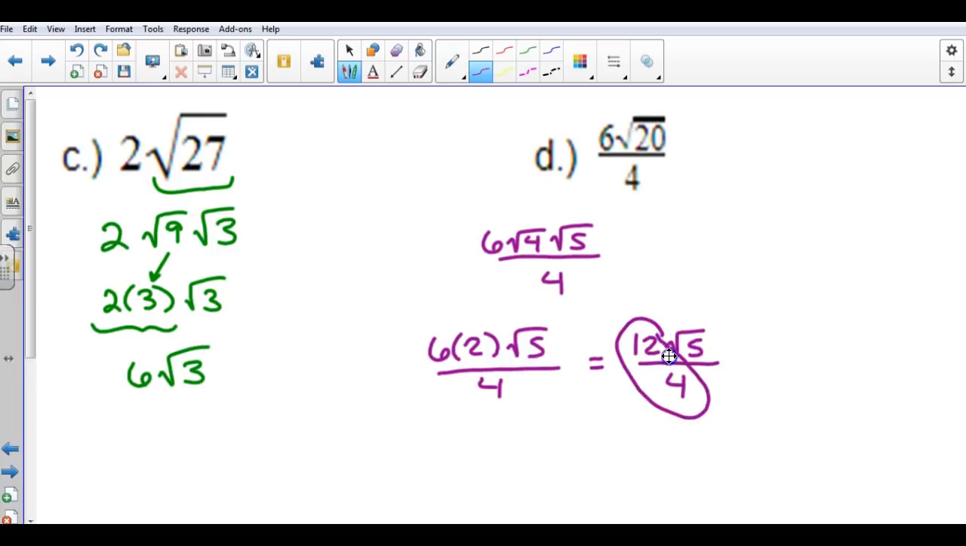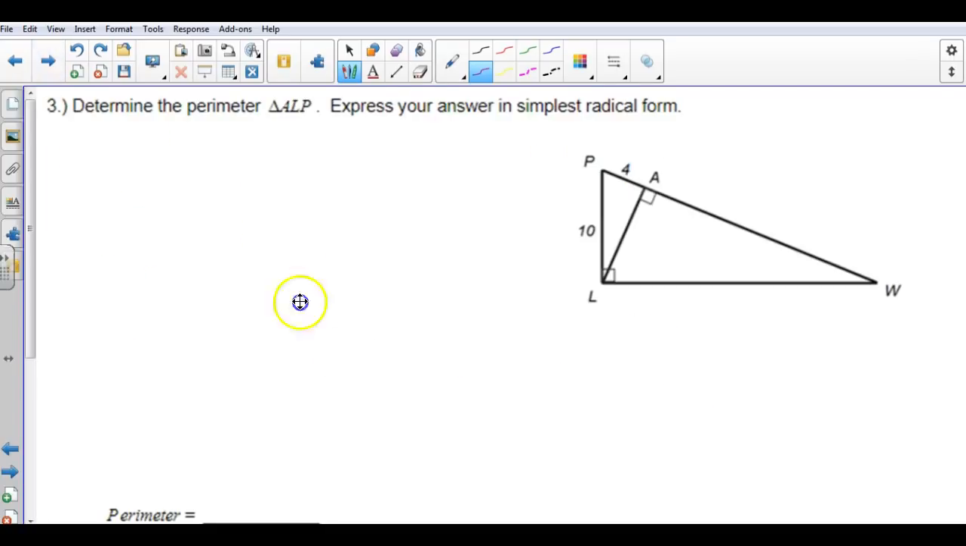The 12 is really a multiplier with the square root of 5, and the 4 is a division, it's a quotient of it. So what I'm going to end up doing is just dividing out 12 divided by 4, and that's going to give me 3, and then I can just bring over my radical 5. So that's really the whole process of simplifying radicals, which we're going to use when we revisit the original problem, and we're going to determine this perimeter of triangle ALP.